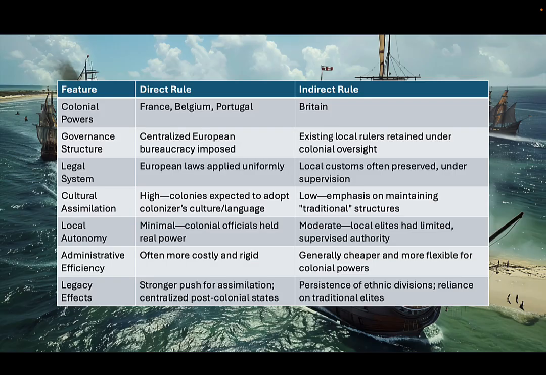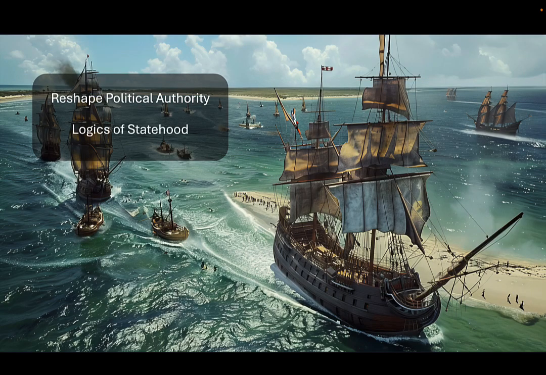But while the two systems differ in their method, their effect was similar, reshaping political authority and embedding the logics of statehood, territory, hierarchy, and control into colonized societies. Both systems introduced institutions like fixed borders, census taking, legal codes, and tax collection, frequently enforced by violence or coercion. So whether it was the British using local princes in India to govern in their name, or the French imposing centralized bureaucracy in West Africa, the result was the same. Indigenous forms of authority were subordinated to European conceptions of sovereignty and control.